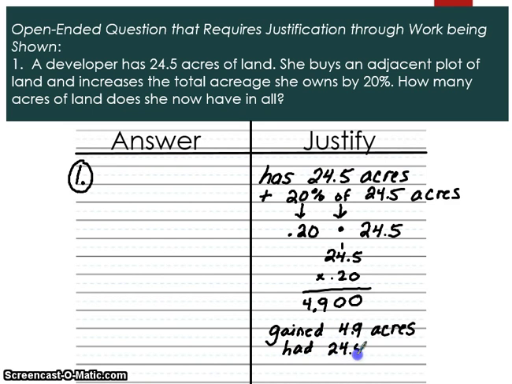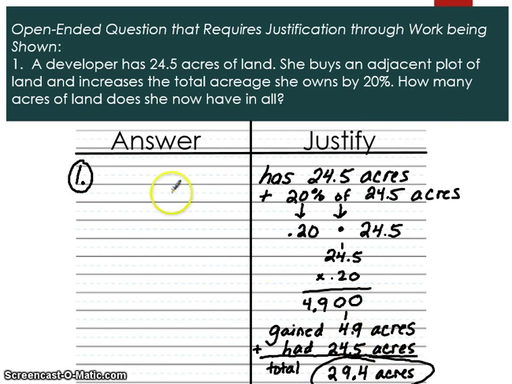Now she had 24.5 to start, so we're going to have to add them together to get the total. 9 plus 5 makes 14. 4 plus 4 is 8, and 1 more makes 9. 2. Decimal lines up when you add. So 29.4 acres. So do you see how I have work to justify the answer that I got? I didn't just write 29.4 acres. Poof, there it is. I have work to support it.